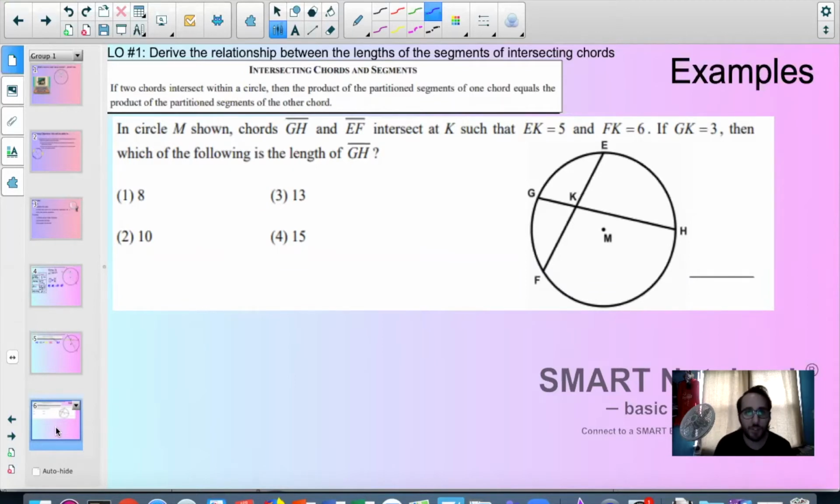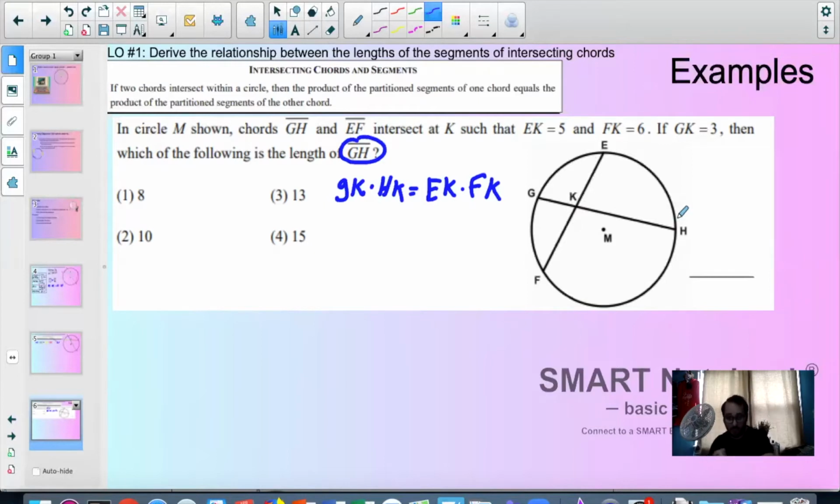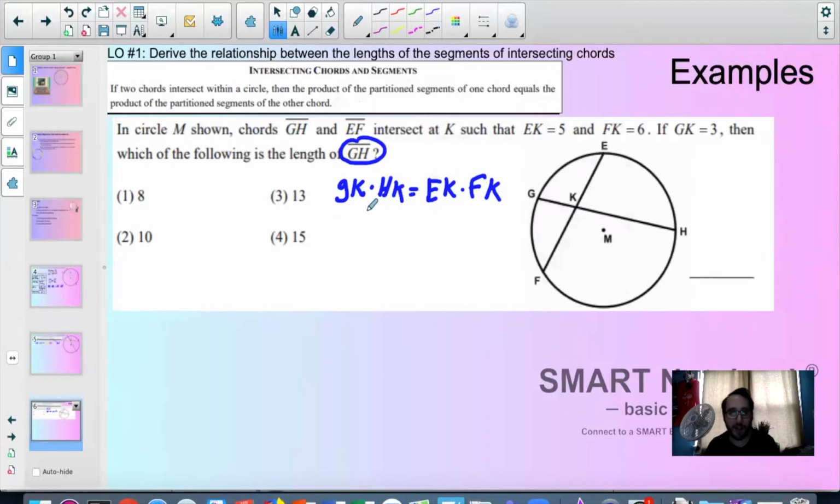All right, so let's do this together. So the partition pieces are GK and HK. So we know GK times HK is equal to EK times FK. So let's just fill in the information that we know, right? And I know it's asking for GH, which is the whole line segment, but we're not there yet. The only thing that we learned is this relationship, and let's see if we can use this relationship to get there. So GK is 3. HK, we don't know, so I'm going to put a question mark. EK is 5, and FK is 6.